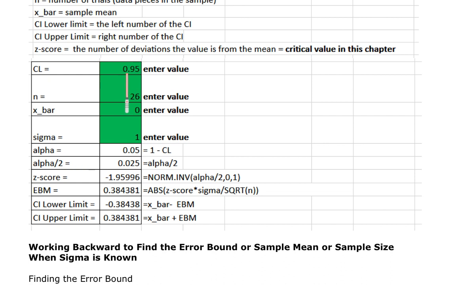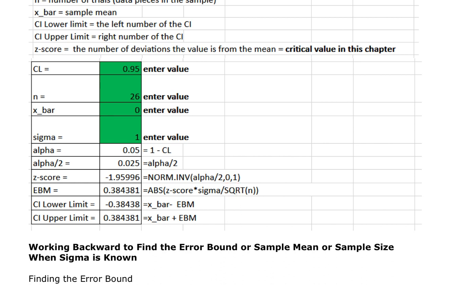So I enter the confidence level and my number of data pieces. If I have an x bar other than 0, I'm going to put that in here, and a sigma other than 1. Then I have alpha, which is 1 minus my confidence level. Notice my confidence level is 0.95. Then alpha divided by 2 is literally this cell divided by 2. I'm going to use a norm.inv, so I grab the cell that has the alpha divided by 2, 0, and 1.